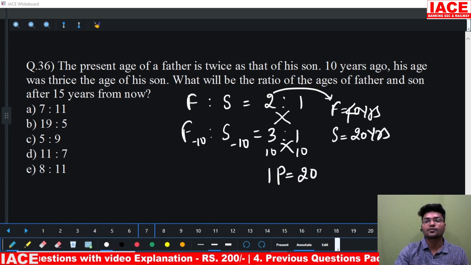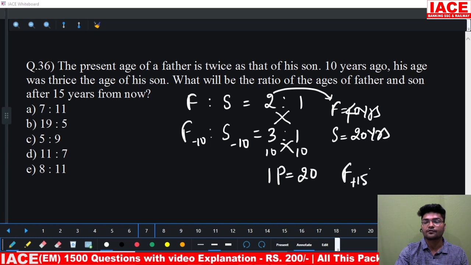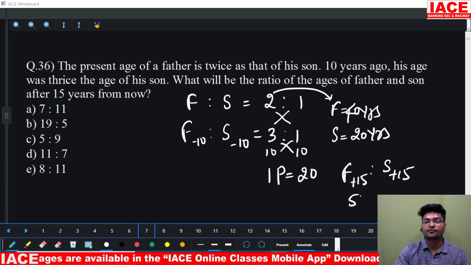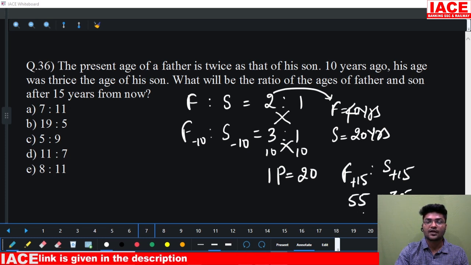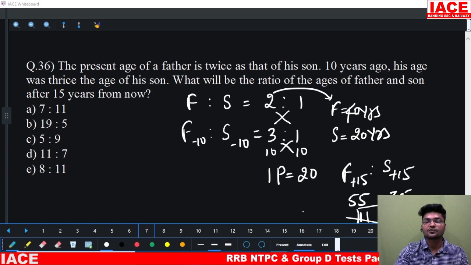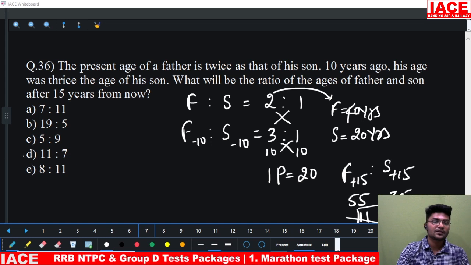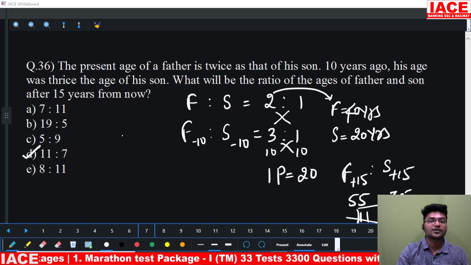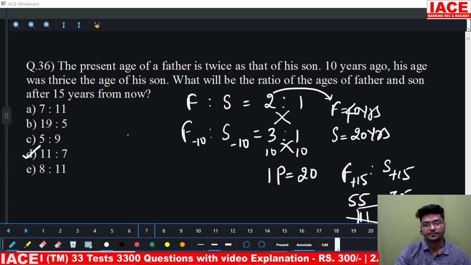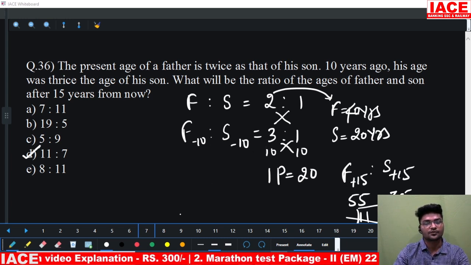Question is asking what will be the ratio of their ages after 15 years. After 15 years means father's age after 15 to son's age after 15. Father's age after 15 will be 55 and son's age after 15 will be 35. So this is 5 elevens and 5 sevens. So ratio will come out to be 11:7. 11:7 is our right answer. That is option D. Moving to the next question.